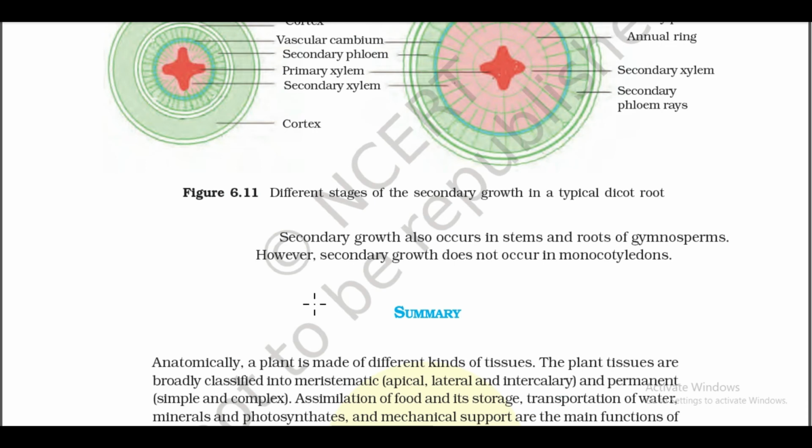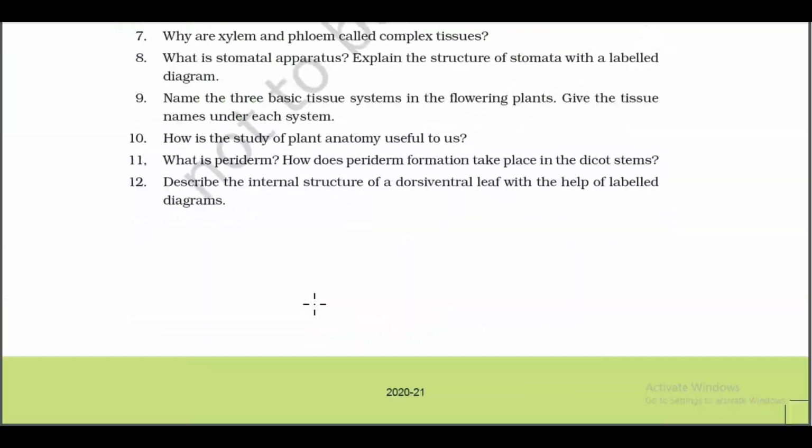Figure 6.11. Different stages of secondary growth in a typical dicot root. Secondary growth also occurs in stems and roots of gymnosperms. However, secondary growth does not occur in monocotyledons.